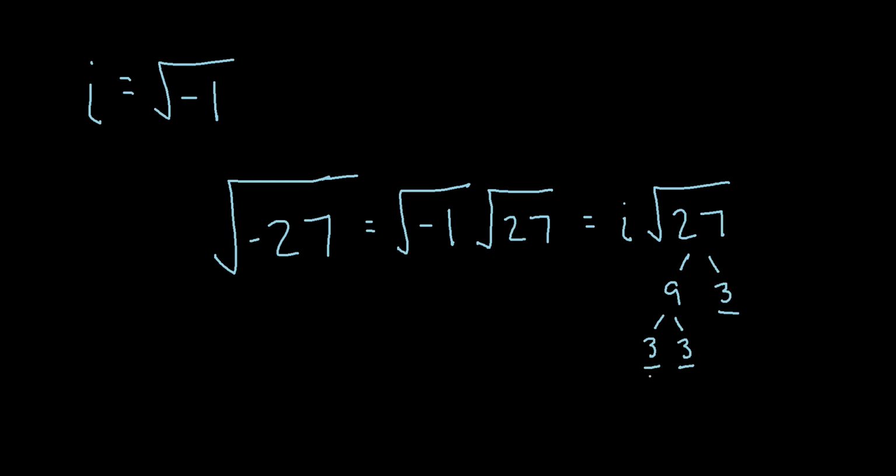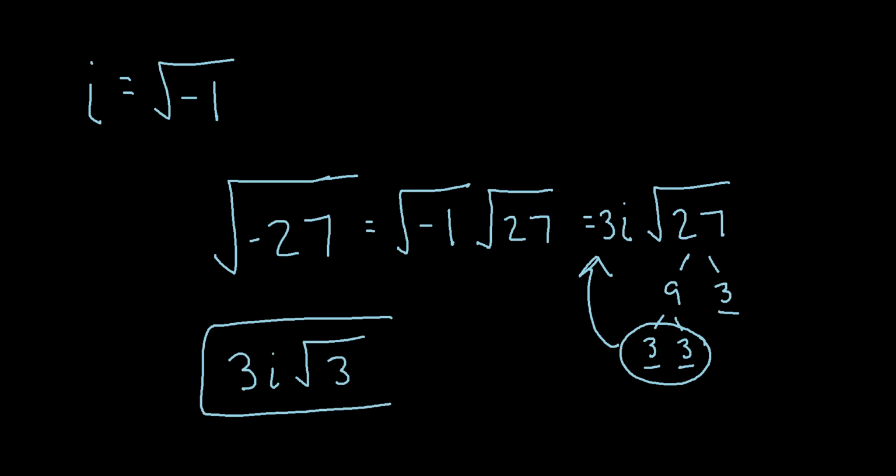Now again, we want to look for 2 of the same number that we can pull out. So notice that we could pull these two 3's out in front of the radical and make it a single 3. And notice that this 3 can't be paired with any other 3, so it has to remain inside the radical. So our final answer we can write as 3i times the square root of 3, because this 3 has to stay under the radical. So this is our final answer.